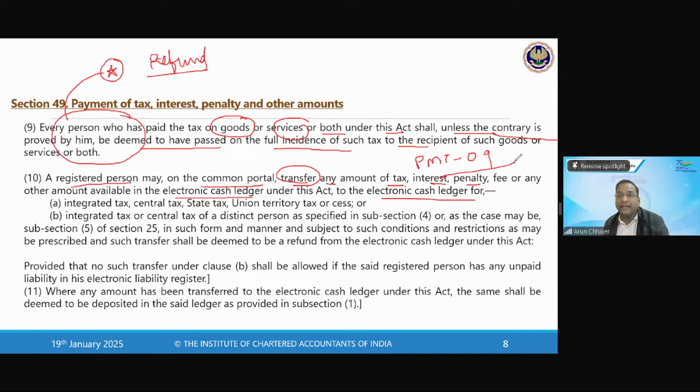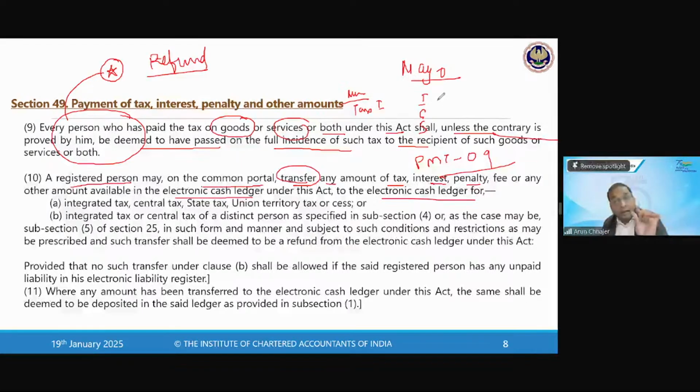क्या मतलब है PMT 9 का? PMT 9 can be used for shifting the major head and minor head to another major head and minor head. Major head की बात करूं तो मतलब क्या हुआ? What is the meaning of the major head? IGST, CGST, SGST. What is the meaning of minor head? Tax, interest, penalty, fee, other.